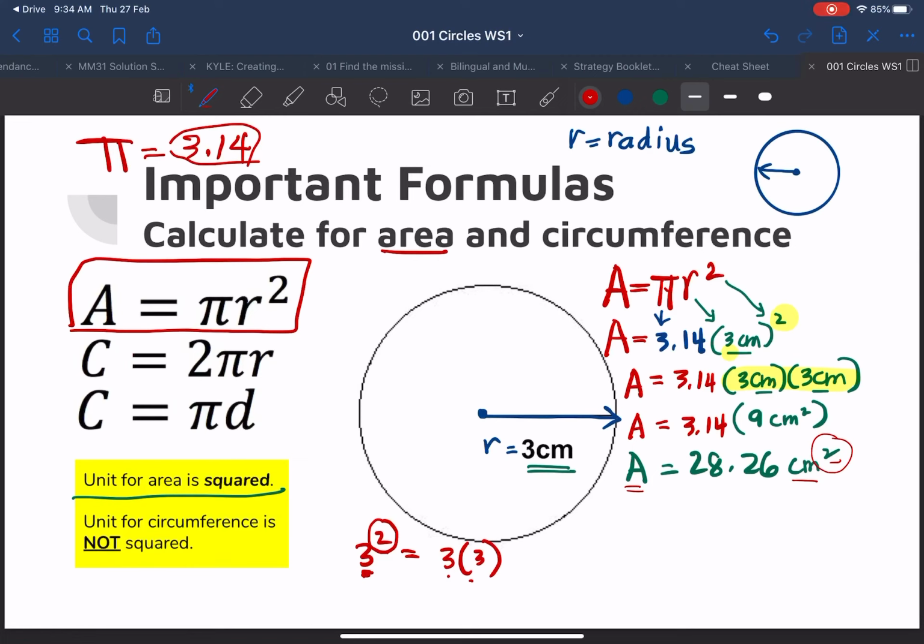So this is the short video on how to calculate the area. The next video is about how to calculate the circumference.